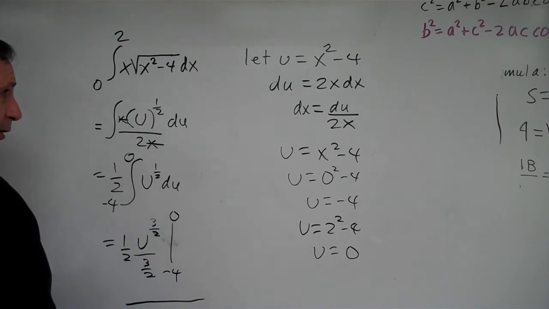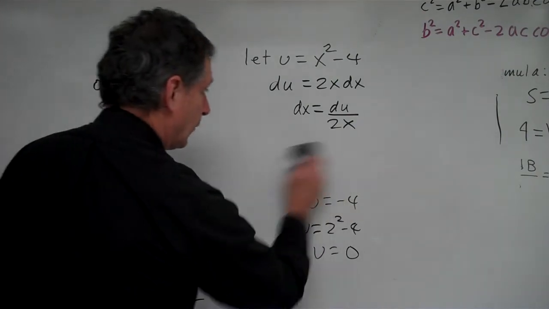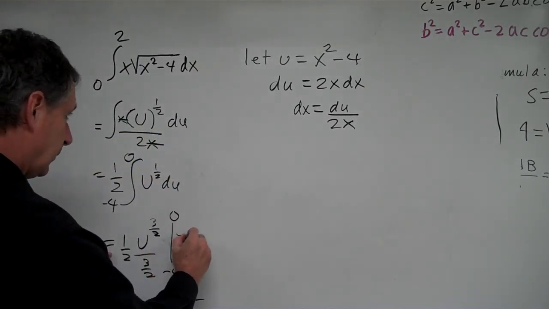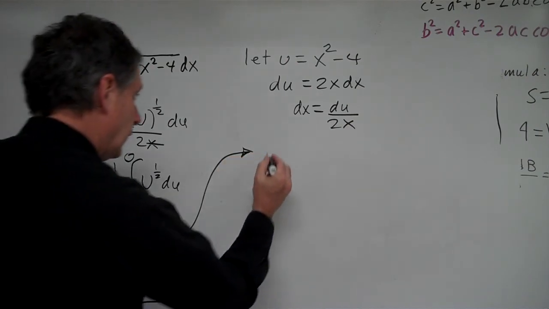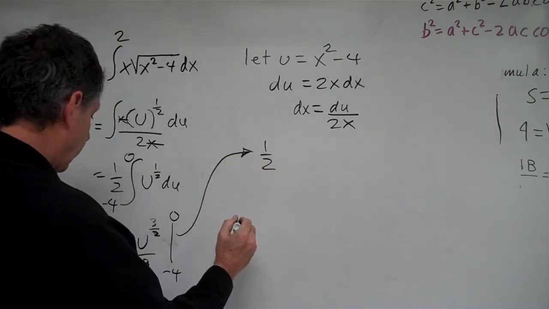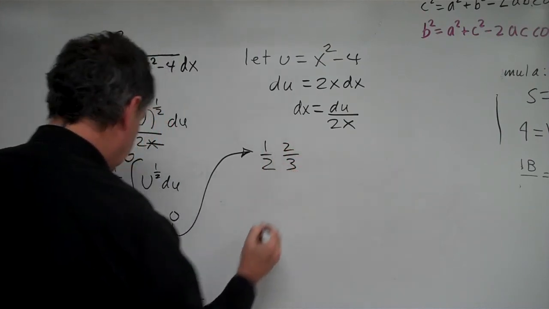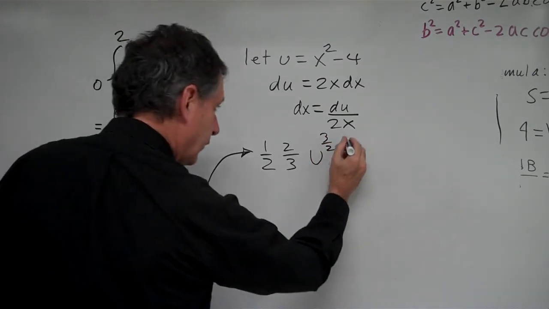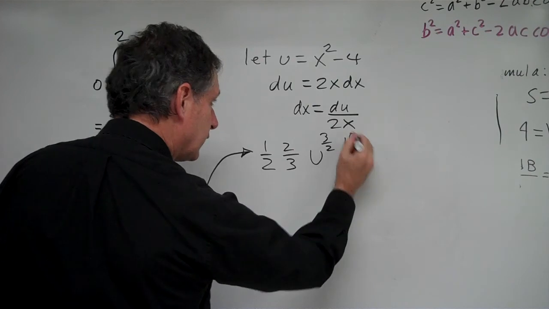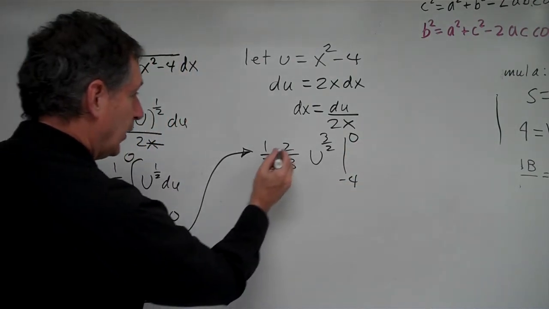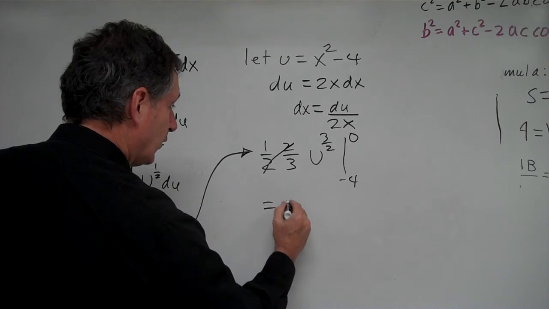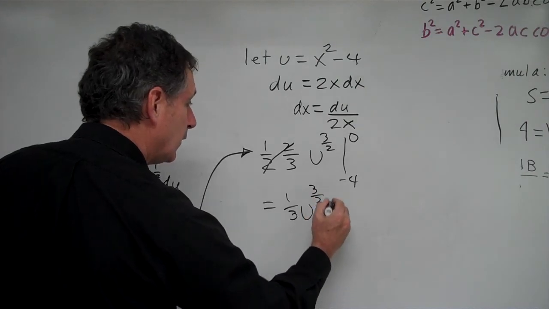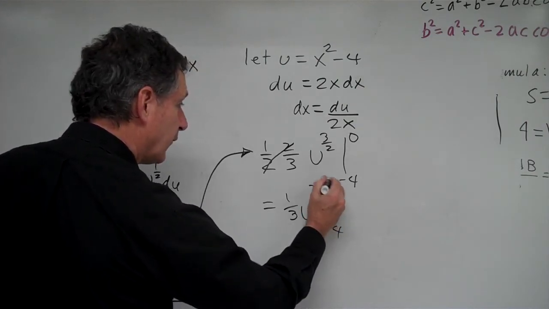And now to leave a little room here on the right, I'm going to do some erasing. Okay, so we're going to bring this up here to continue. So we have 1/2, and dividing by 3/2 is the same as multiplying by 2/3, u to the 3/2 evaluated from negative 4 to 0. And we cancel these out, so our answer is going to be 1/3 u to the 3/2 power, from negative 4 to 0.